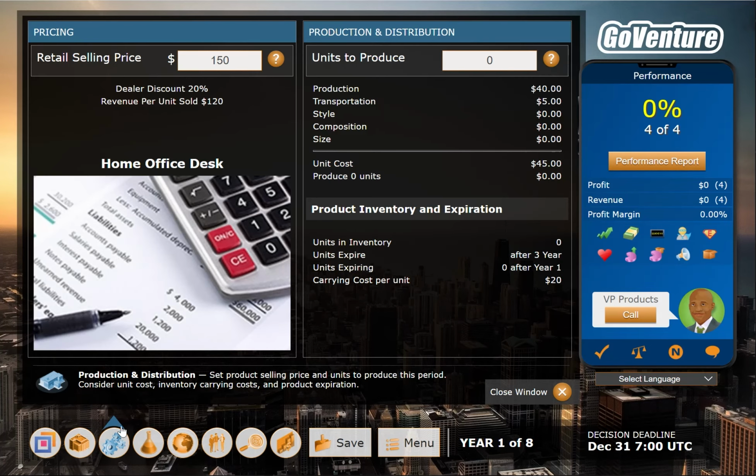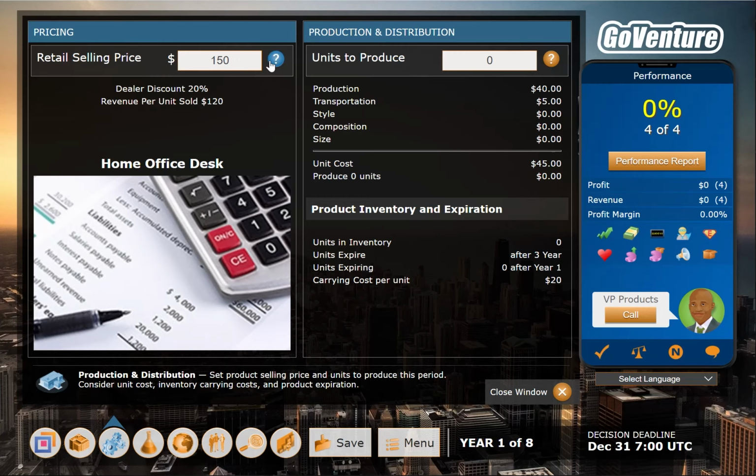Now let's go to production and distribution. So here we're going to identify the price of our desks, and we can enter that price here. We can change the price every period of the simulation if we like and experiment with different pricing. But this is where we would enter the price of our desk.